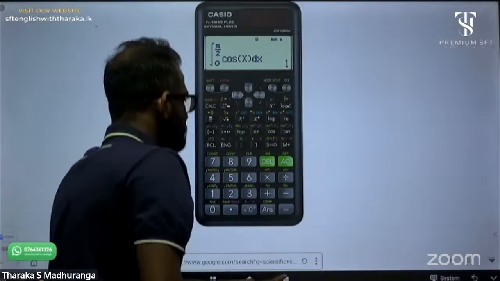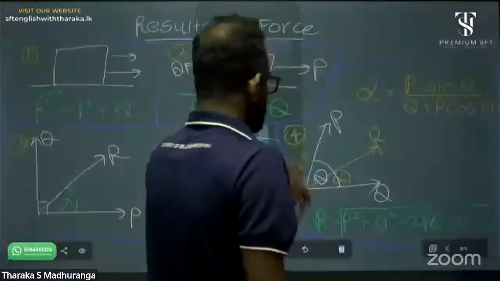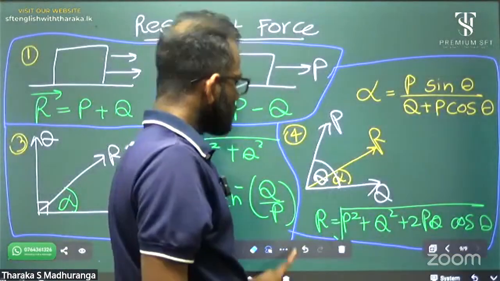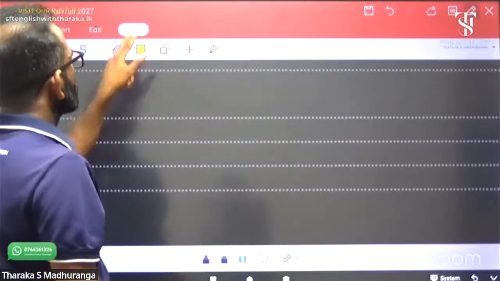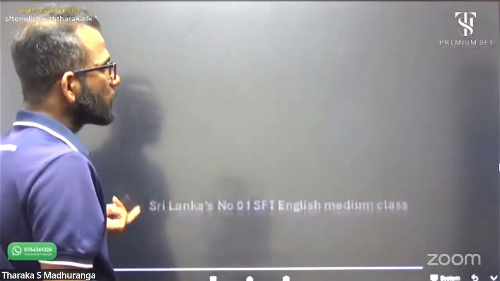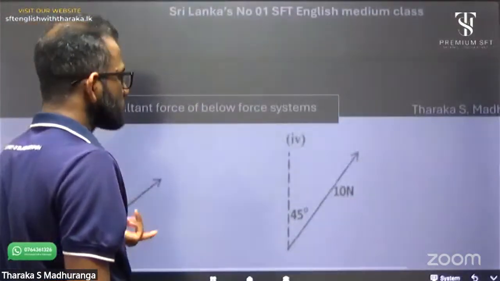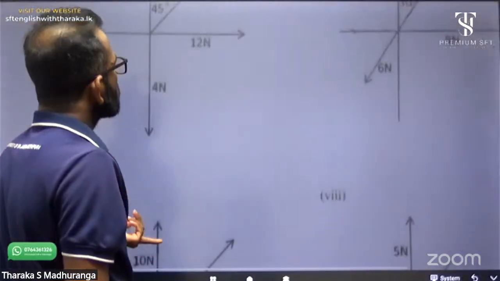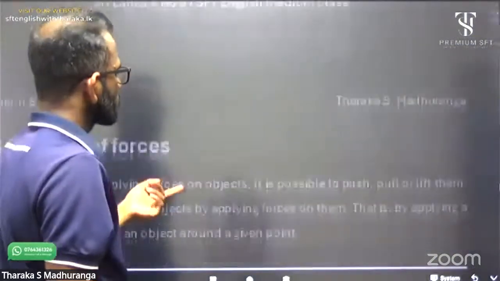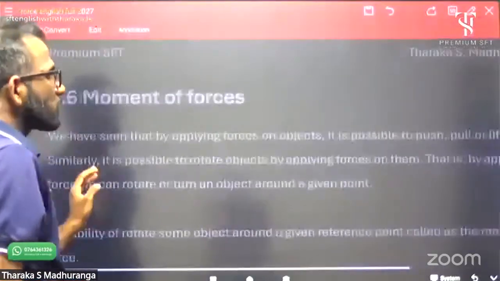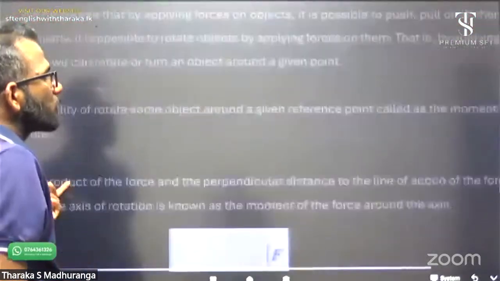Okay, that's the end of resultant force. Next Tuesday we start the moment of force. Moment of force is also a very important part of our syllabus. Moment of force and couple of forces. Okay, moment of forces.